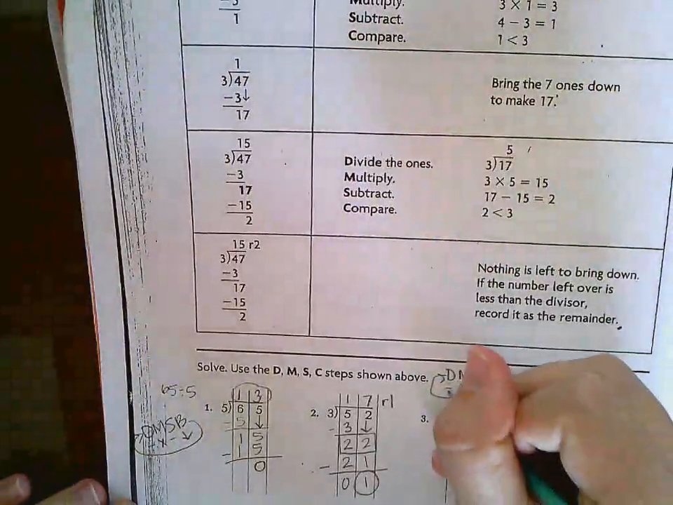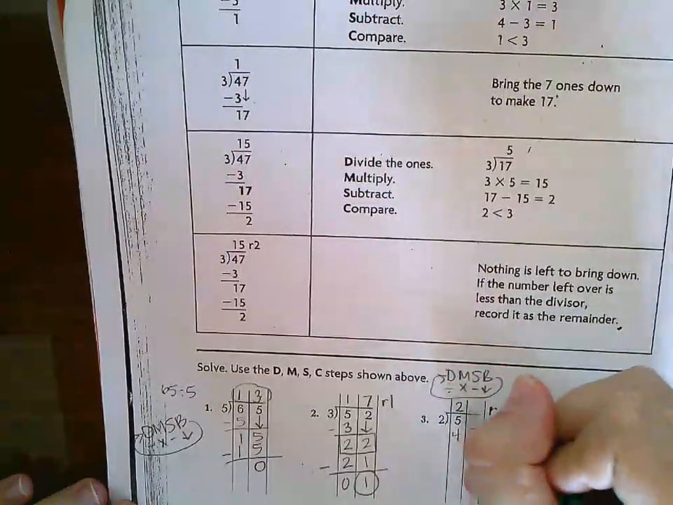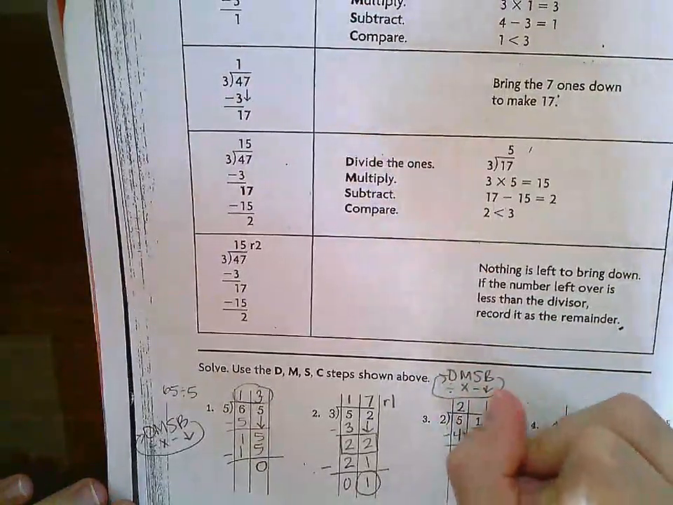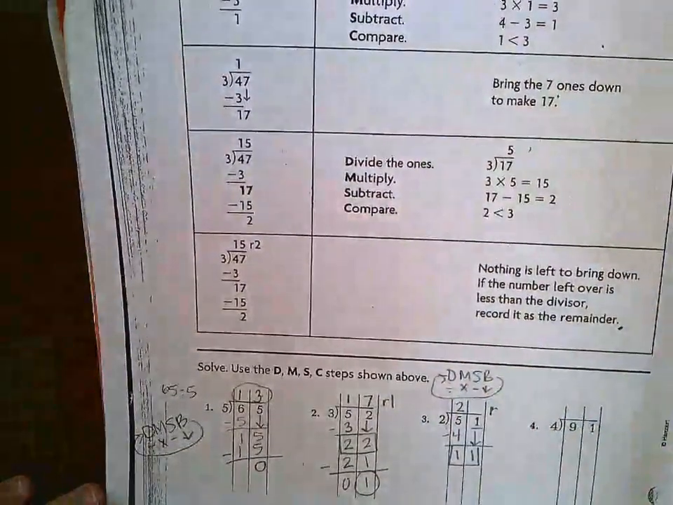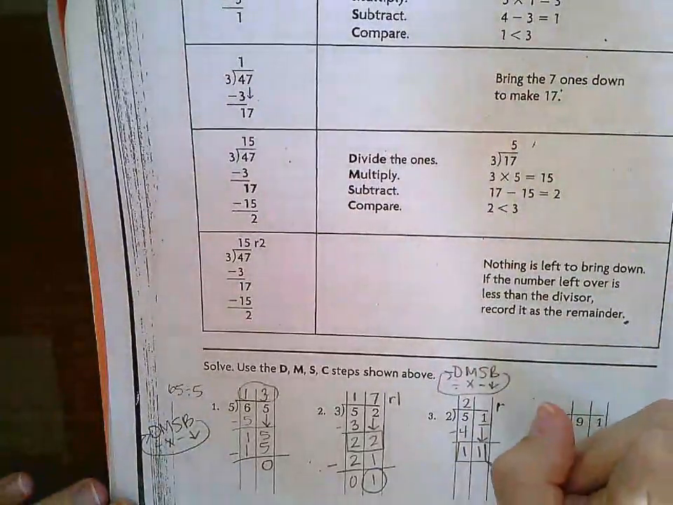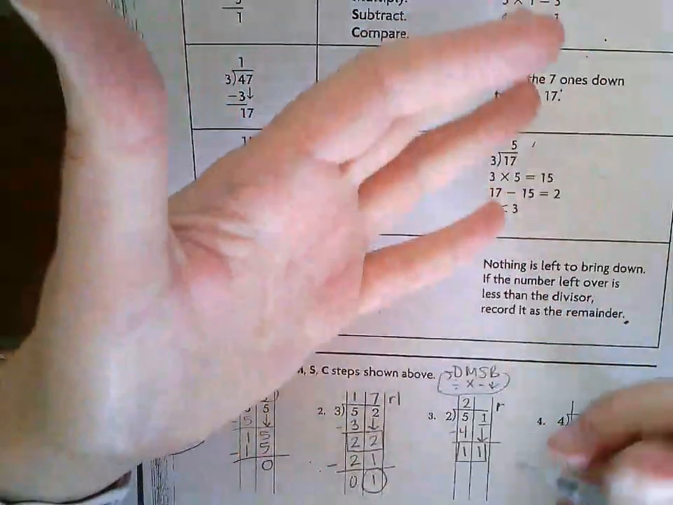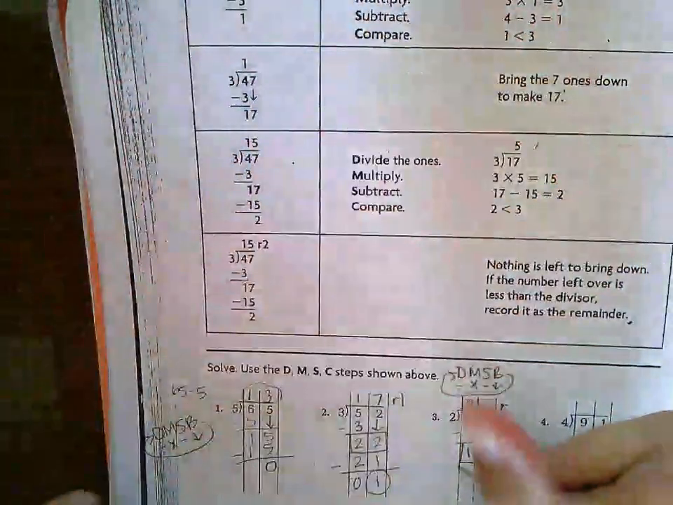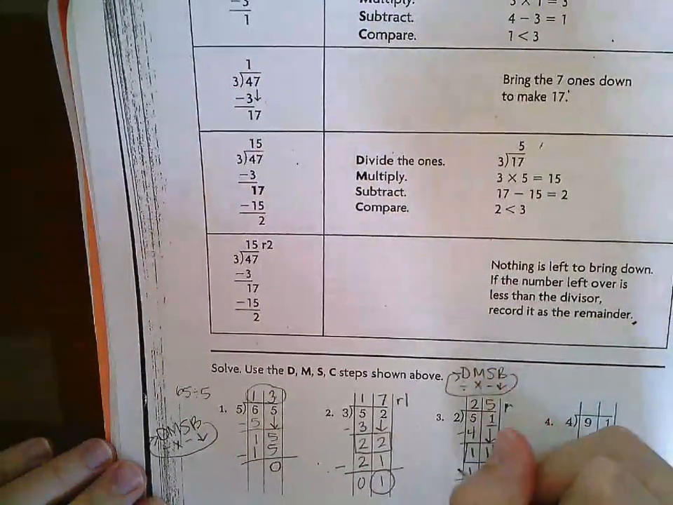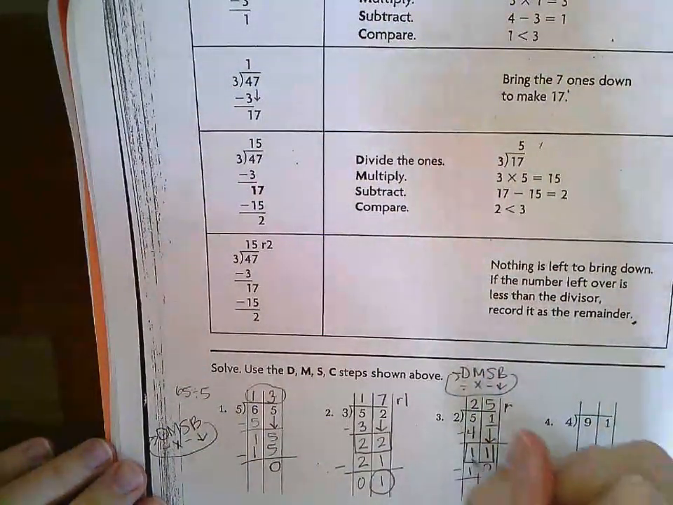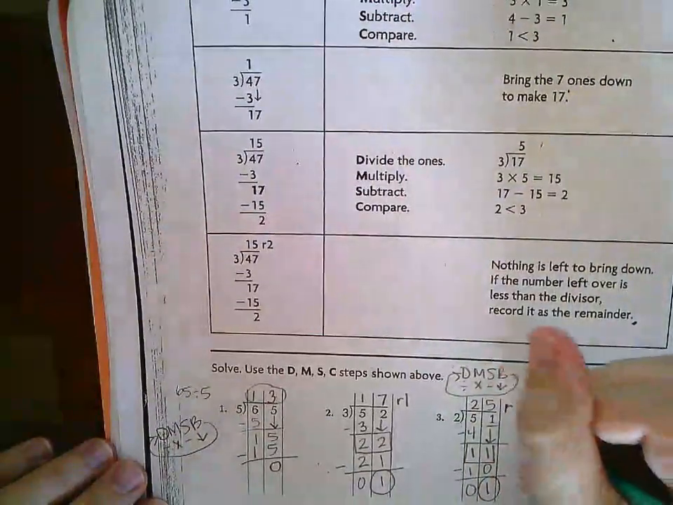So I do 5 divided by 2. That's 2. Then I multiply. 2 times 2 is 4. Then I subtract. 5 minus 4 is 1. Then I bring down. My new number I'm working with is 11. So I start all over again. 11 divided by 2. Well, let's see. 2, 4, 6, 8, 10, 12. Oh, too far. So I know it's 5. Now I multiply. 5 times 2. That's 10. Then I subtract. 1 minus 0 is 1. 1 minus 1 is 0. I'm going to bring down. Oh, I don't have any more numbers to bring down, so I know this is my remainder.